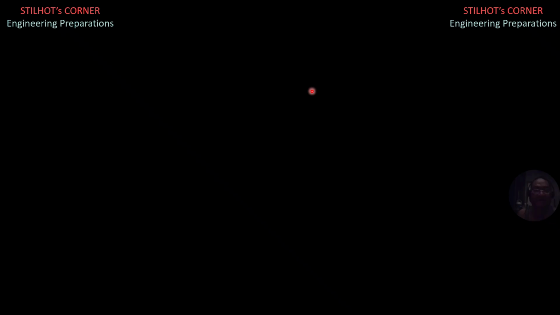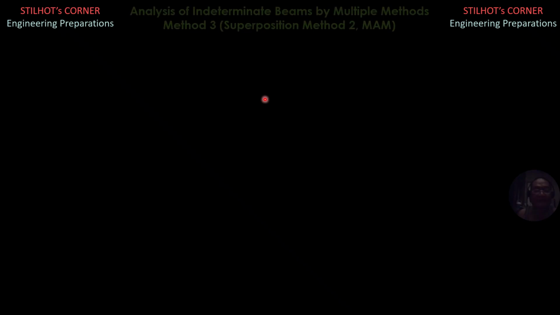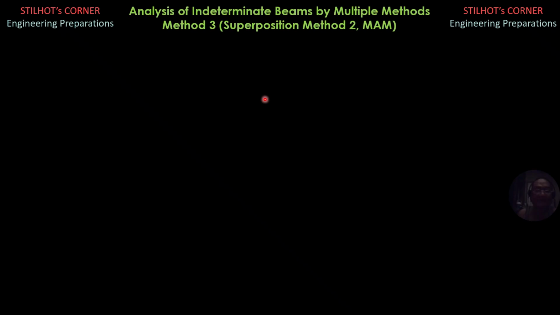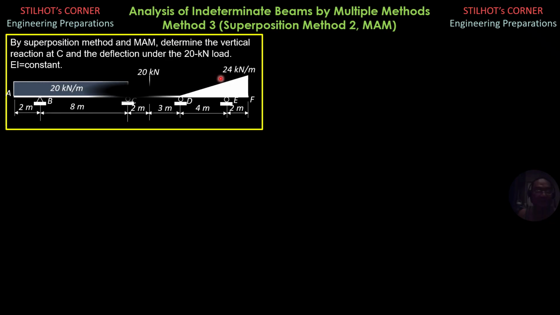Here is another video in structural analysis, and this is the third method of analyzing indeterminate beams, still by superposition method and combined with moment area method. So here is the problem. Still determine the vertical reaction at C and the deflection under the 20 kilonewton load.